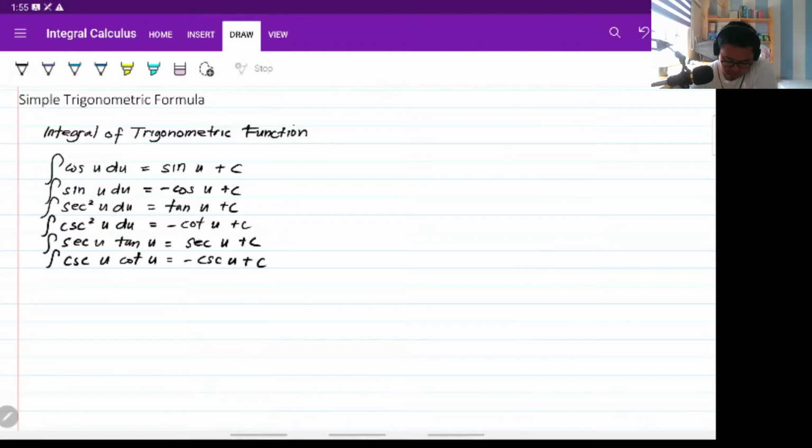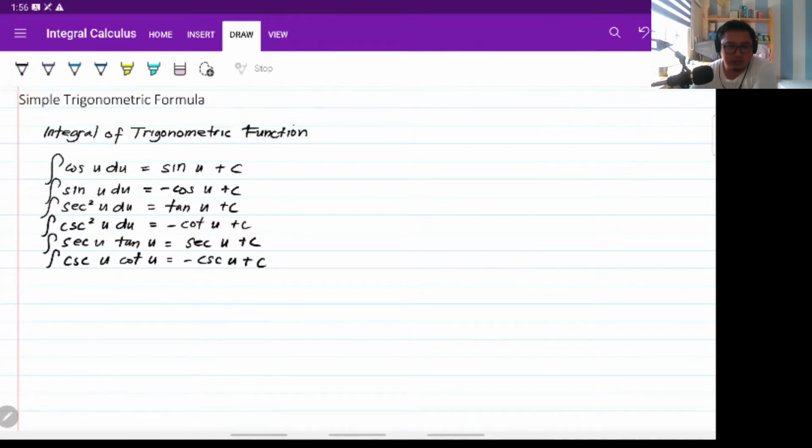Integral of cosine u du equals sine u plus c. Integral of sine u du equals cosine u plus c. Integral of secant squared u du equals tangent u plus c. Integral of cosecant u du equals negative cotangent u plus c. Integral of secant u tangent u equals secant u plus c. Integral of cosecant u cotangent u equals negative cosecant u plus c.